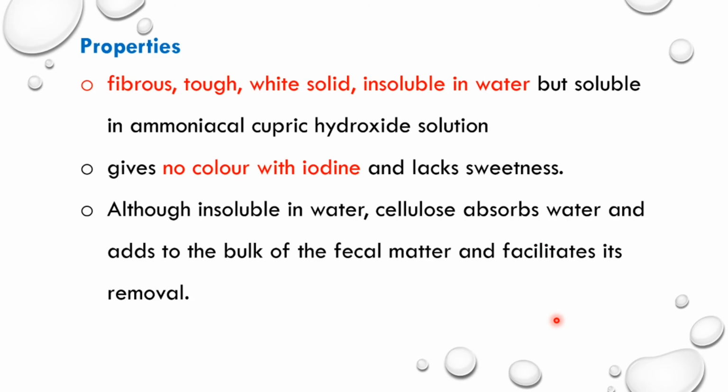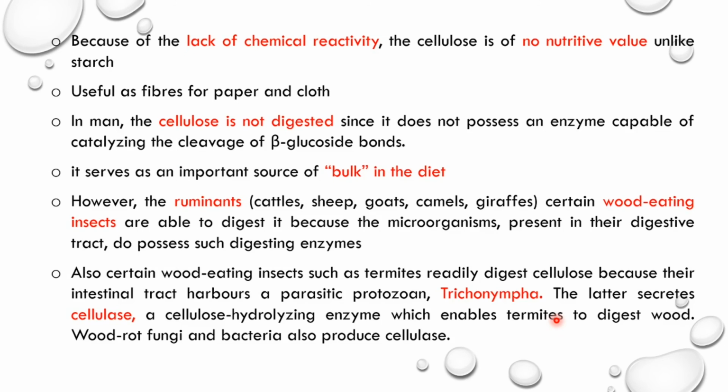It's a fibrous, tough, white solid, insoluble in water but soluble in ammoniacal cupric hydroxide solution. It gives no color with iodine, unlike inulin, and lacks sweetness. Although insoluble in water, cellulose absorbs water and adds to the bulk of fecal matter and facilitates its removal. It lacks chemical reactivity. So cellulose has no nutritive value unlike starch, but is useful as fibers for paper and cloth manufacture.